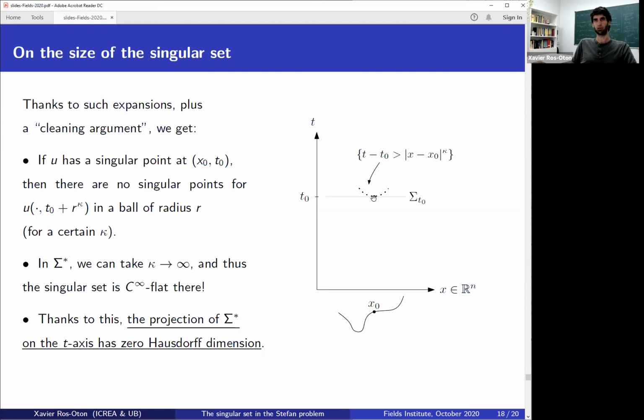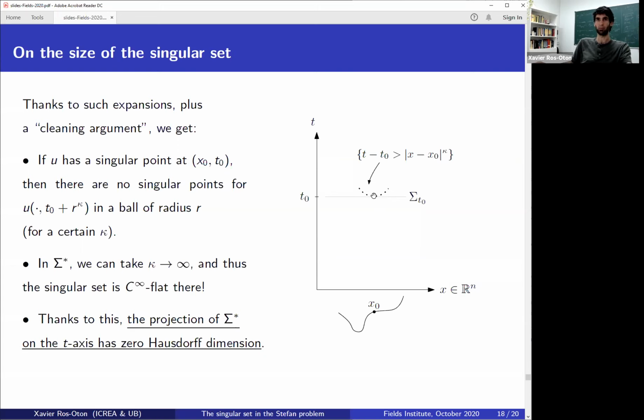So if U has a singular point, imagine this is space, this is time, and say that this point is singular. Then what we are proving with a barrier argument is that if this point is singular, then the function U at time t plus r to the kappa has no singular points in a ball of radius r. So the picture is like here: above this curve, there are no singular points at all, anywhere. And kappa is arbitrary because k was arbitrary in the set sigma star. So in sigma star, we can take kappa going to infinity, and therefore the singular set is Symfinity flat.